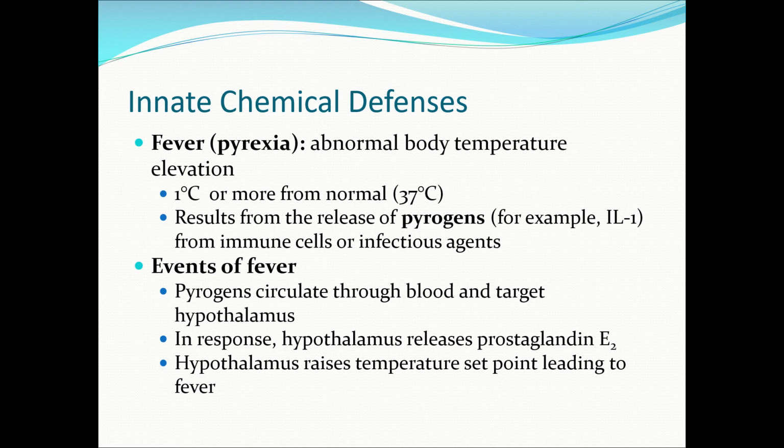Fever is another chemical defense. It is the abnormal body temperature elevation and occurs when 1 degree Celsius or more from the normal 37 degrees Celsius body temperature. It results from the release of pyrogens from the immune cells or infectious agents. In the events of fever, the pyrogens circulate through the blood and target the hypothalamus. In response, the hypothalamus will release prostaglandin E2. The hypothalamus raises temperature set point, leading to fever.